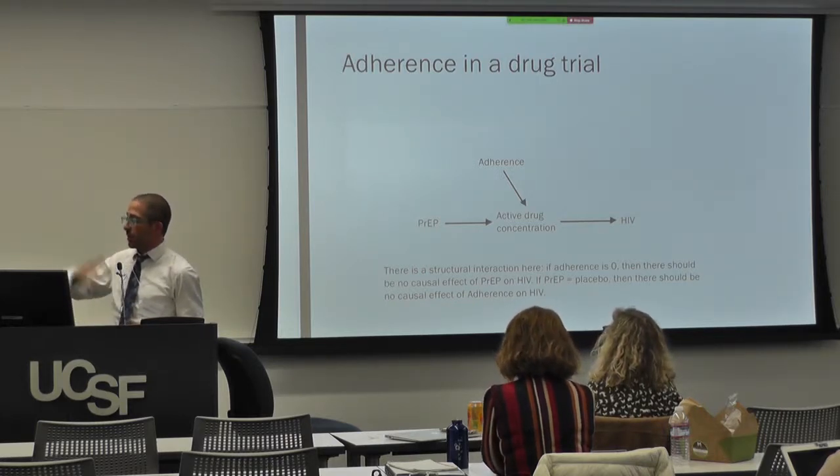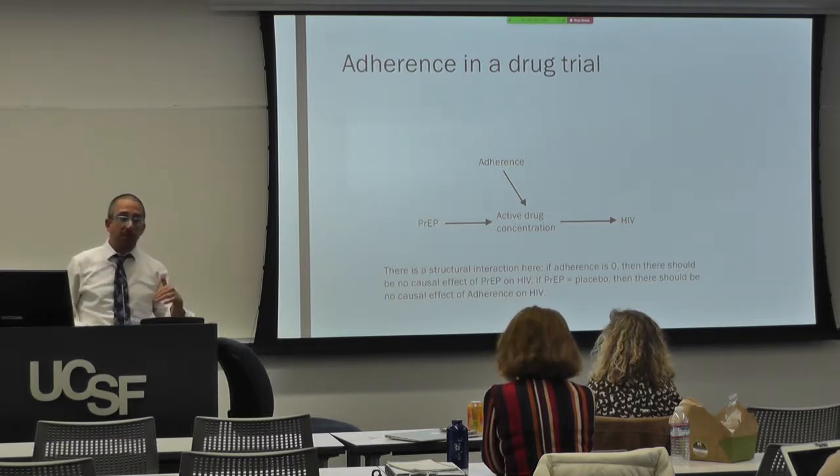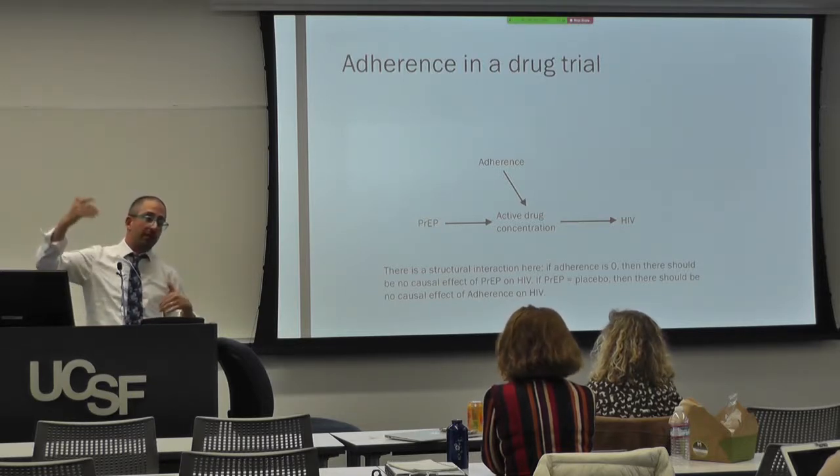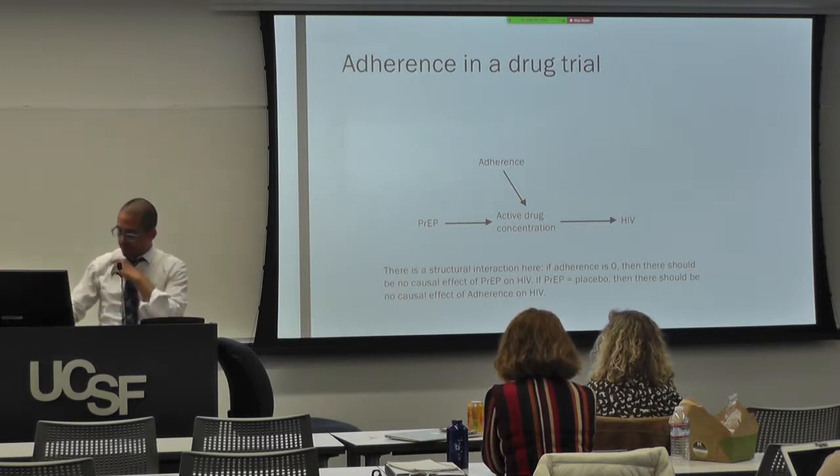And what's interesting to notice here is that there's a structural interaction, which is that if your adherence is 0, it doesn't matter which arm of the PrEP trial you're on. You're not going to have any causal effect at all. And if you're in the placebo arm, it doesn't matter what your adherence level is. You're still not going to have any effect at all.